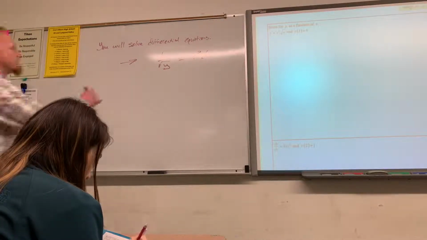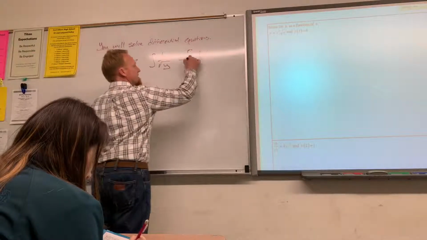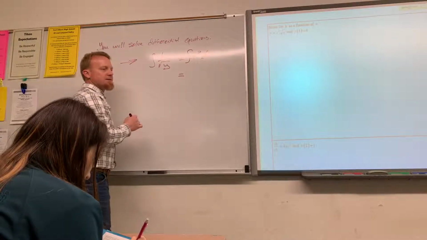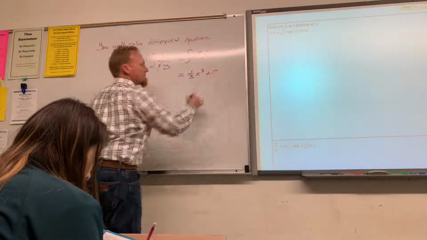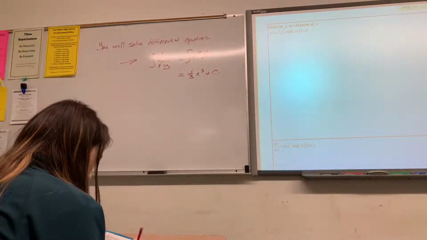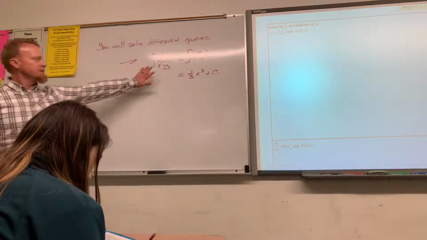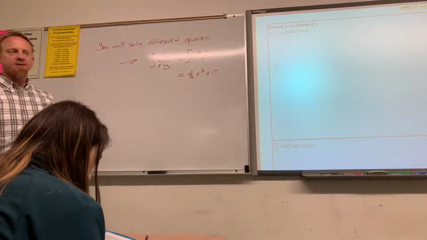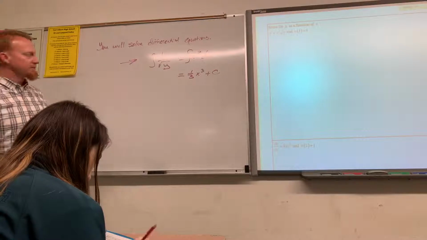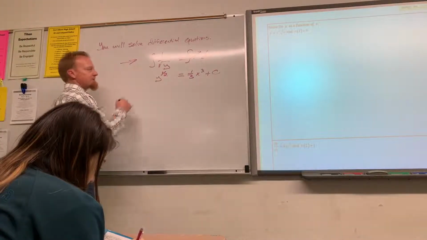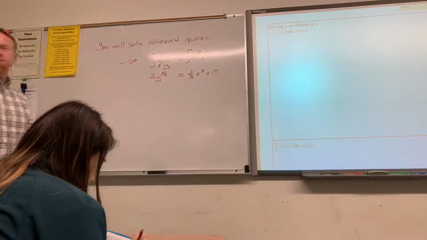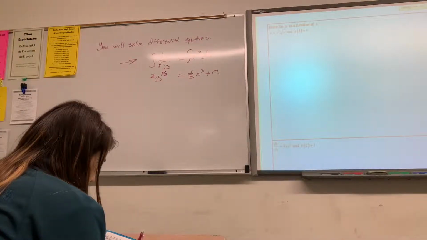Integrate. Right side is going to be easier than the left. What do I end up with on the right side? 1/3 x cubed, plus c. The left side, what do I want to change that to before I integrate? Y to the negative 1/2. So y to the negative 1/2, if I integrate, is going to give me a positive 1/2, and the 2 is going to be out front.